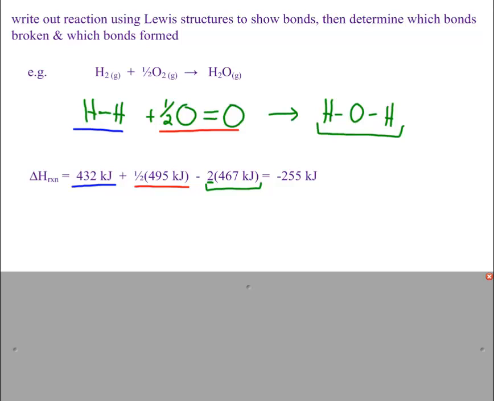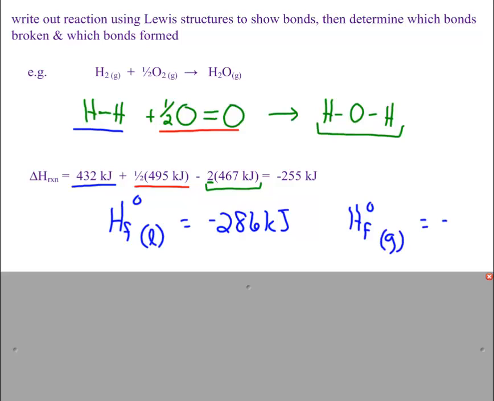If we look up heat of formation of water in the table, what we'll find is this. The heat of formation when water is a liquid is negative 286 kilojoules. If we're looking for heat of formation for water as a gas, we get negative 242 kilojoules. So if we look at what we ended up with as an approximation, 255 is in between those two because we're assuming it's a gas, but it's not necessarily actually a gas. We're looking at hydrogen-hydrogen bonds, oxygen-oxygen double bonds, and hydrogen-oxygen bonds in all sorts of compounds.